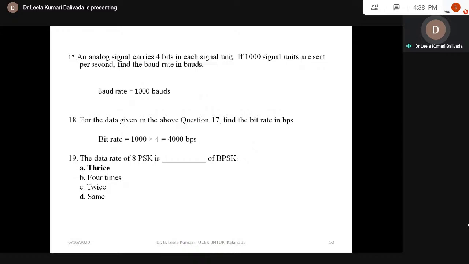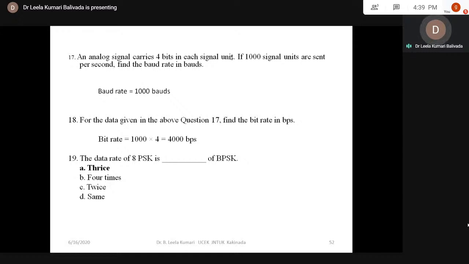For the data given in the above question, find the bit rate in bps. Since baud rate is equal to bit rate by n, and in the previous question it was given that the analog signal carries 4 bits in each signal unit, therefore n is equal to 4. Hence, baud rate is equal to bit rate by 4, and hence, bit rate is equal to 4 times baud rate. Therefore, 4 into 1000, 4000 bps.